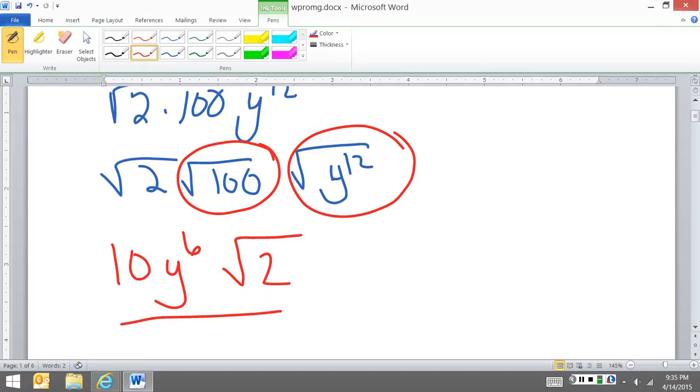And so this is my final answer. I've pulled out all the perfect squares and I've taken the roots of them. Therefore, the square roots have gone away and I'm left with the 10y to the 6th. I've applied the square roots. This square root of 2, I never applied the square root because it would have given me like 1.4, a really long decimal. I didn't want that, so I'm going to leave it as a square root of 2 because that's the most precise answer. So my final answer is going to be 10y to the 6th times the square root of 2.